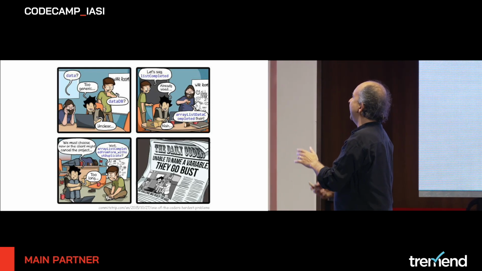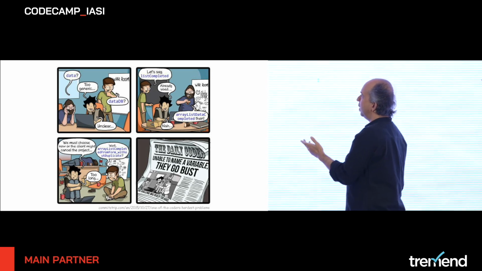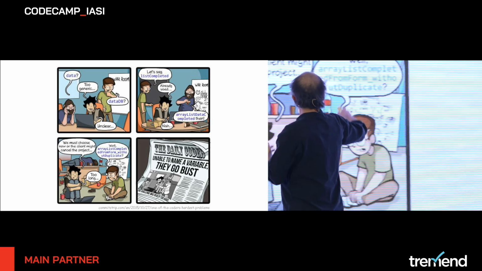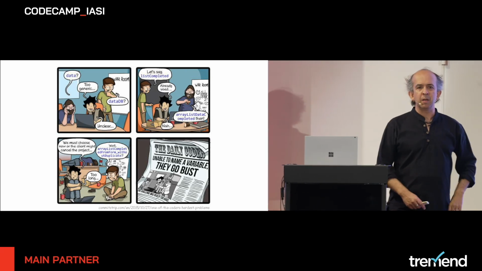arrayListCompleteNow. We must choose now or the client might cancel the project. Well, arrayListCompletedFromFormWillHaveDuplicate. Too long. Somewhere there's a Java programmer going, oh, that's just right.